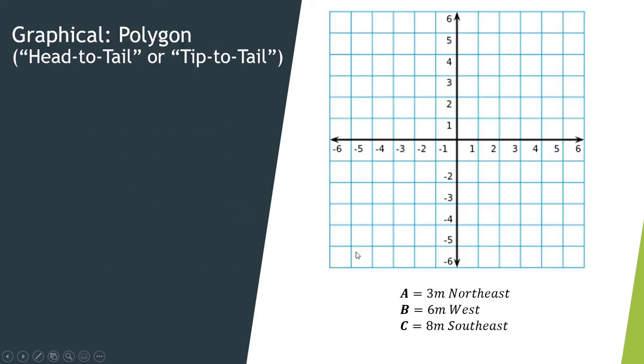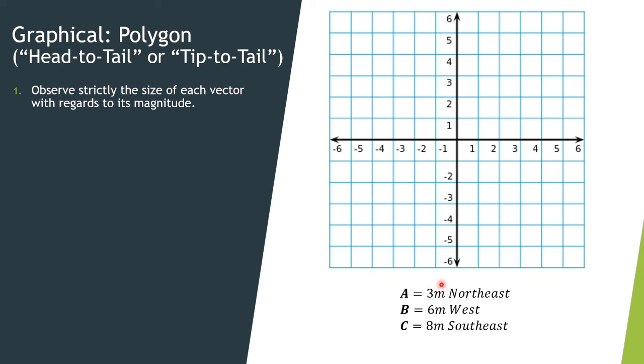Okay, let's proceed. So graphical, polygon, head to tail or tip to tail. These are other names for the polygon method. Suppose we have three given vectors, A, B, C. Observe strictly the size of each vector with regards to its magnitude. Again, it's very important: the magnitudes are 3, 6, and 8. Obviously, vector C will be the longest among the three because it's 8 meters. So that should show up in your graph.